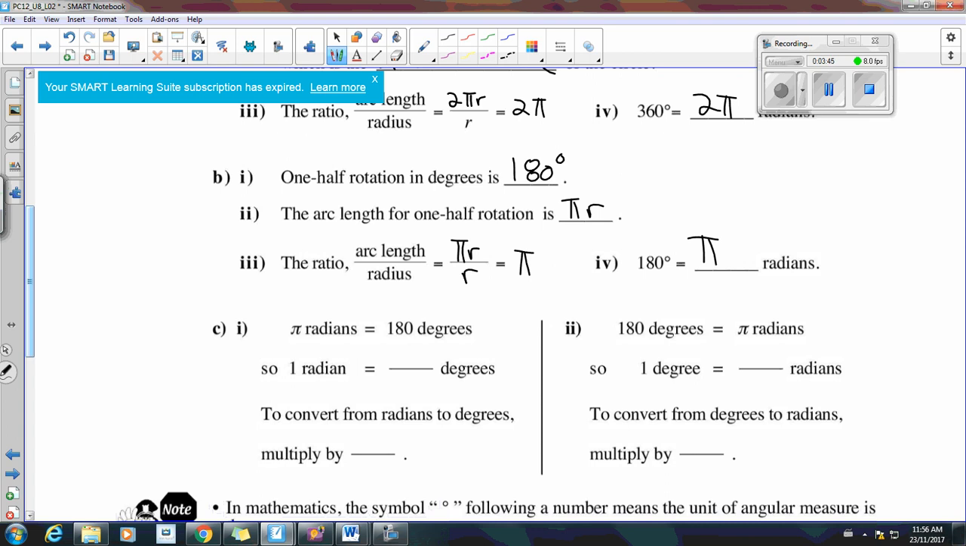So pi radians is 180 degrees. How do we find what 1 radian is? Well, we divide both sides by pi. So 1 radian is 180 over pi degrees. So to convert from radians to degrees, you multiply by 180 over pi. Since 180 degrees is pi radians, 1 degree is pi over 180 radians. So to convert from degrees to radians, you multiply by pi over 180.